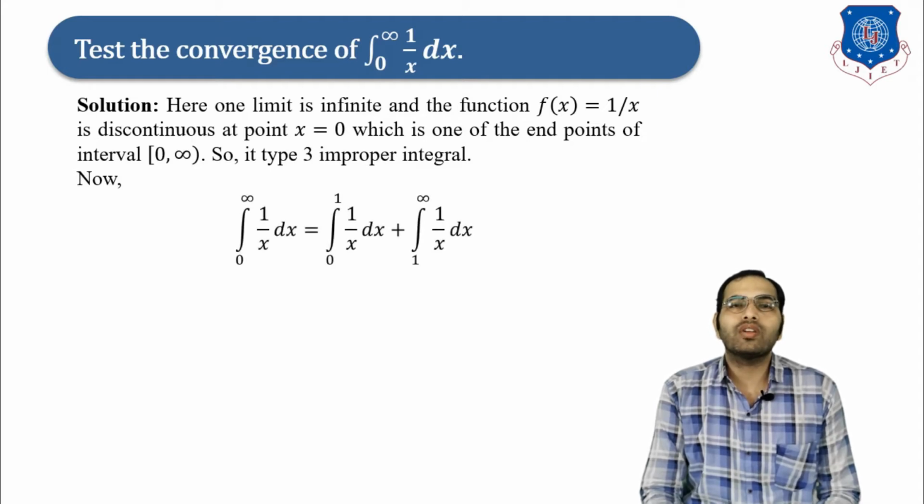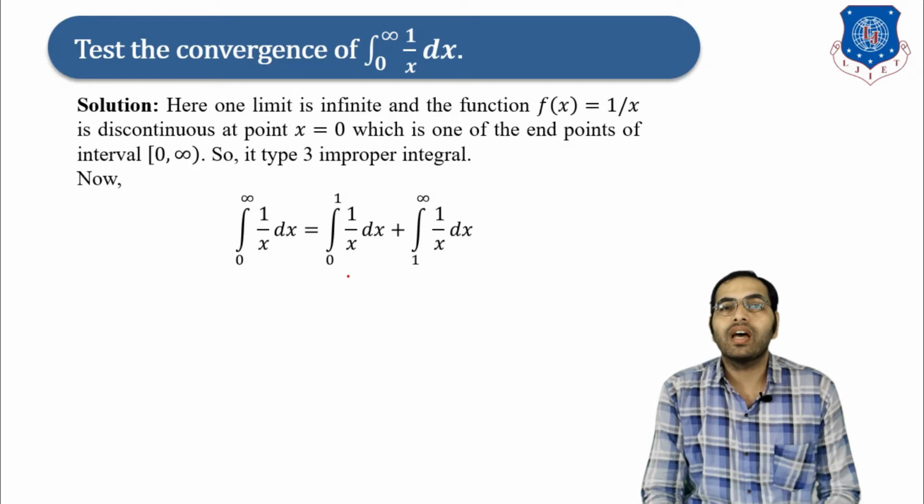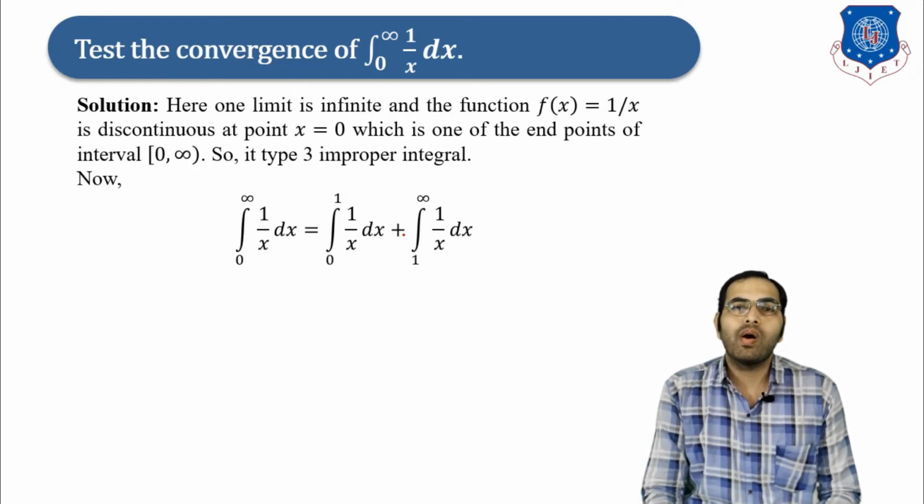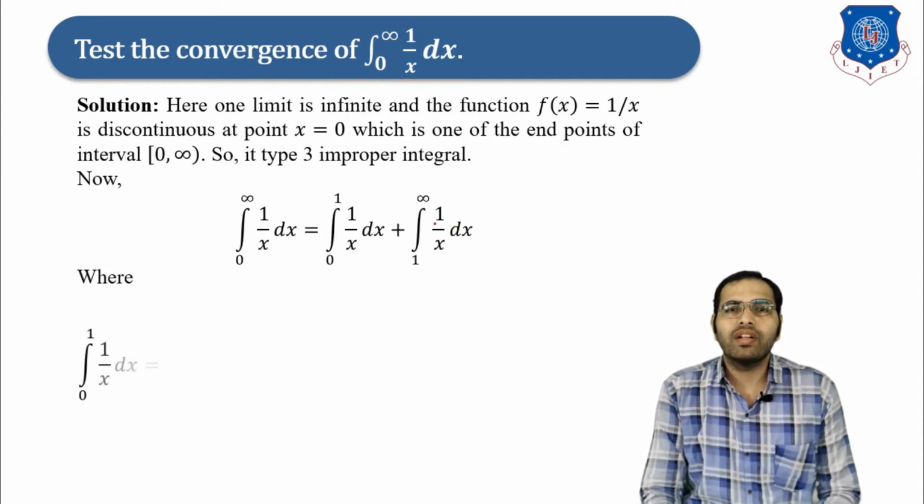Then integral 0 to infinity 1 upon x dx equals integral 0 to 1 1 upon x dx plus integral 1 to infinity 1 upon x dx. Here the first integral is an integral of type 2, and the second integral is an integral of type 1. First we have to find I1, that is integral 0 to 1 1 upon x dx.